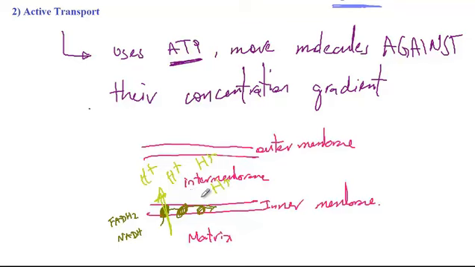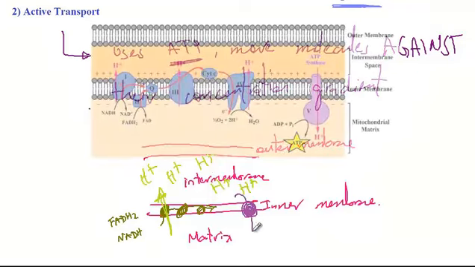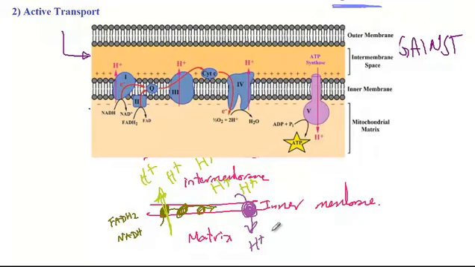All right, and so again, that's another example of active transport because energy is used to move molecules against their concentration gradient. And then later on, once this concentration gradient has built up, these H+ can go through the ATP synthase in order to generate ATP from ADP.